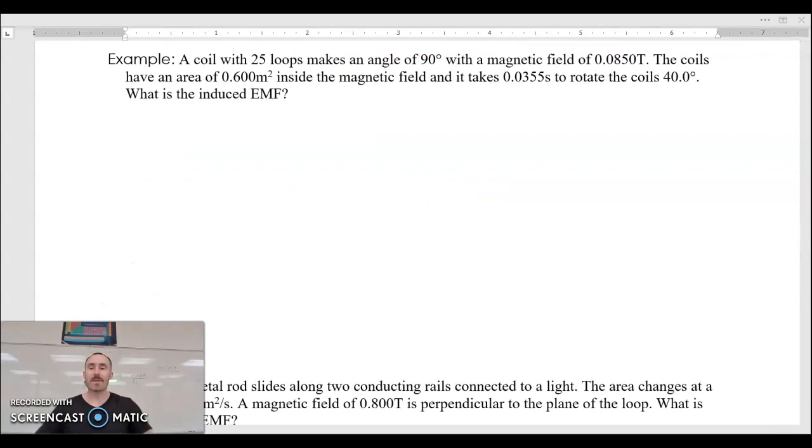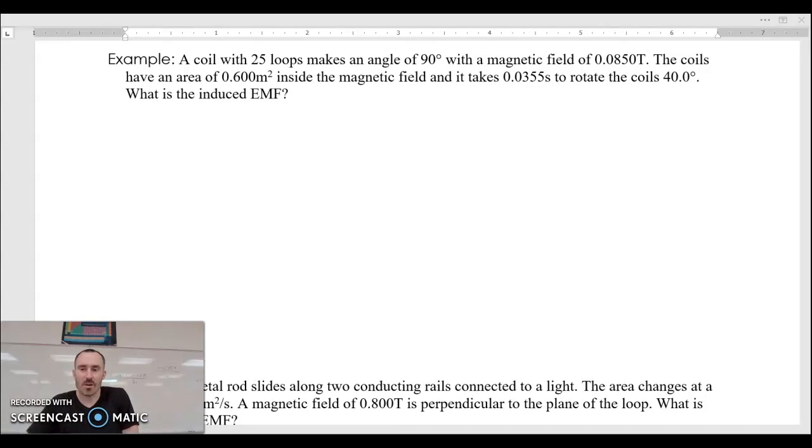Let's try a couple examples here. A coil with 25 loops makes an angle of 90 degrees with a magnetic field of 0.085 teslas. The coils have an area of 0.6 square meters, don't have to calculate that, that's nice, inside the magnetic field, and it takes 0.0355 seconds to rotate the coils 40 degrees. What is the induced EMF?